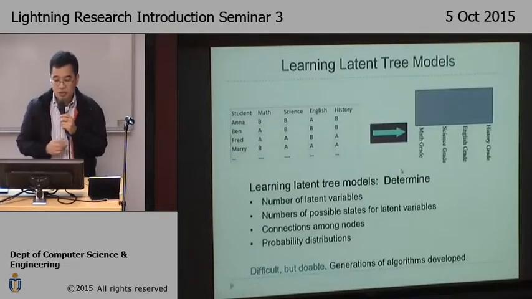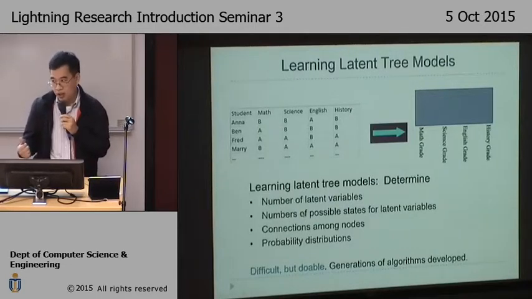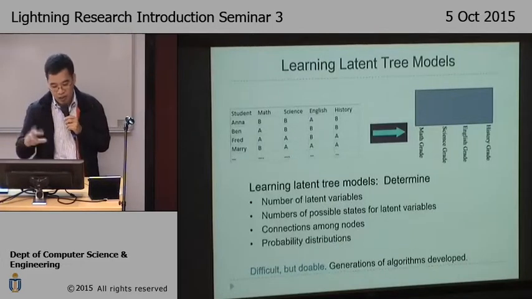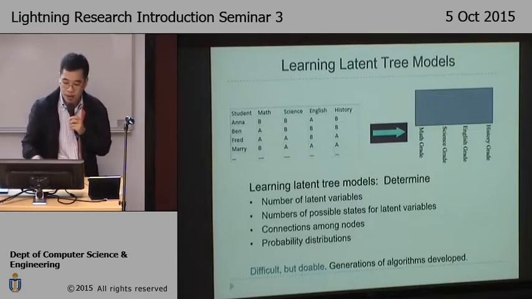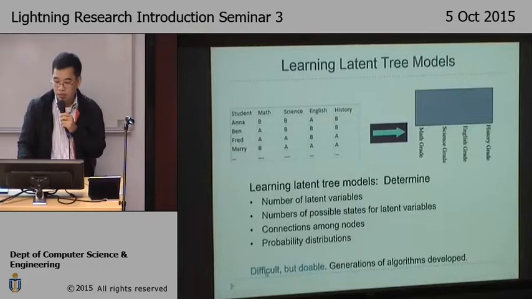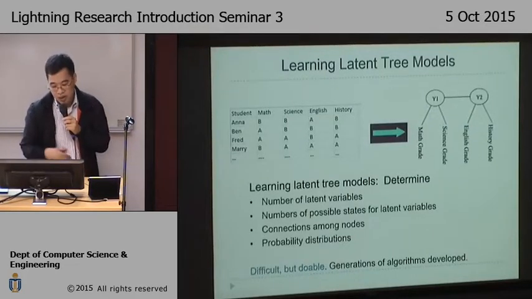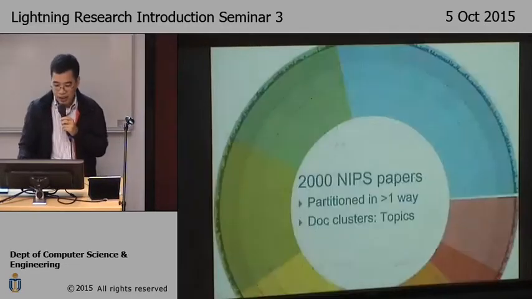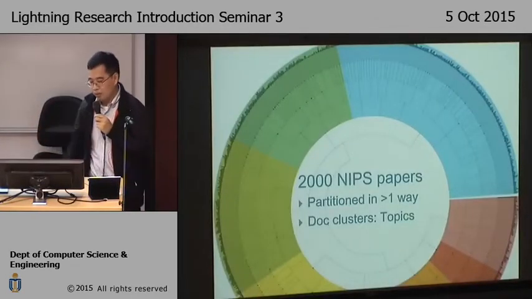In general, to learn a latent tree model, you basically start with the data on observed variables, but you have to determine everything behind this box. That includes the number of latent variables you want, the number of states for each latent variable, the connections, and the probability parameters. So it's actually a very difficult problem, but it is doable. In the last few years, we have developed several generations of algorithms. Now we can handle pretty big data, not huge data, but pretty big data.